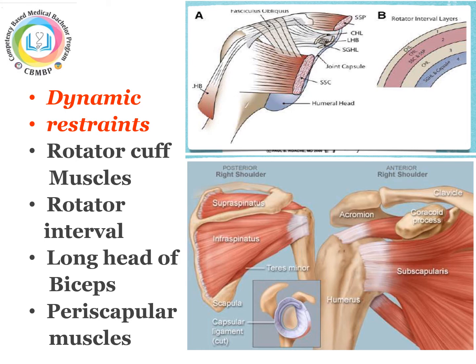The rotator interval consists of four layers involving the capsule of the shoulder joint, the coracohumeral ligament, and the supraspinatus and infraspinatus. Also, the long head of biceps may interfere with this rotator interval. The long head of biceps and the periscapular muscles, the muscles around the shoulder joint, subscapularis and teres minor, also share in these dynamic restraints.